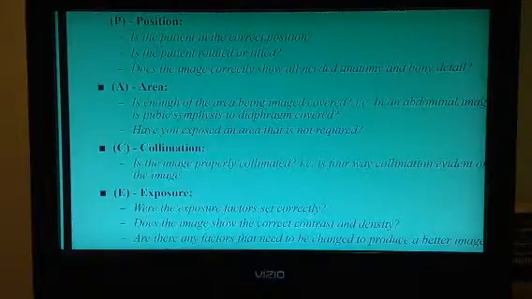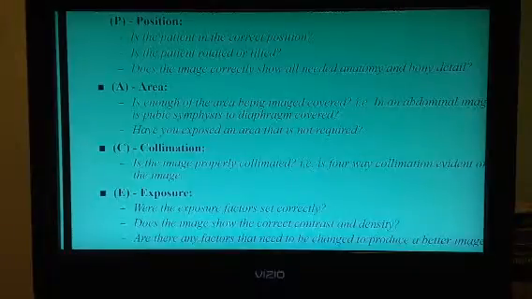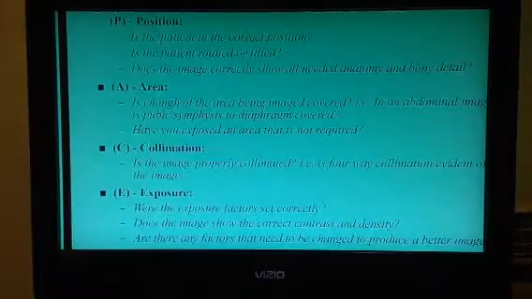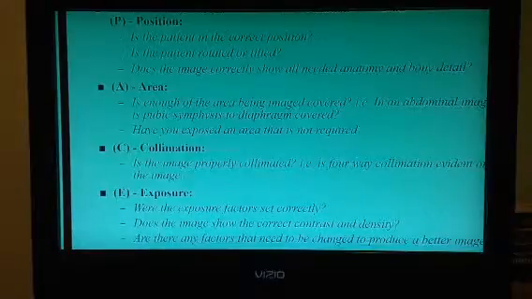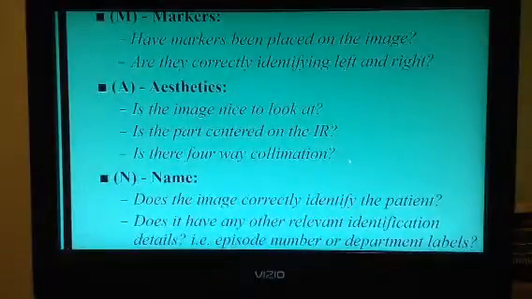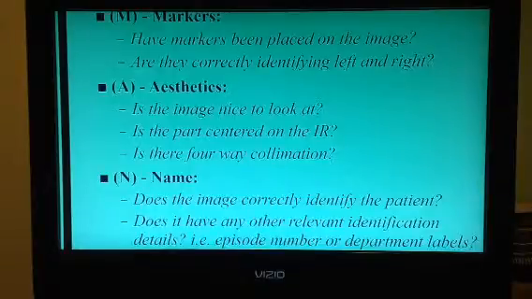C for collimation. Is the image properly collimated? For instance, can you see four-way collimation on the image? E is for exposure. Were the exposure factors set correctly? Does the image show correct contrast and density? Are there any factors that need to be changed to produce a better image? Markers. Okay, have markers been placed on the image? Are they correctly identifying left and right sides of the patient on the image?